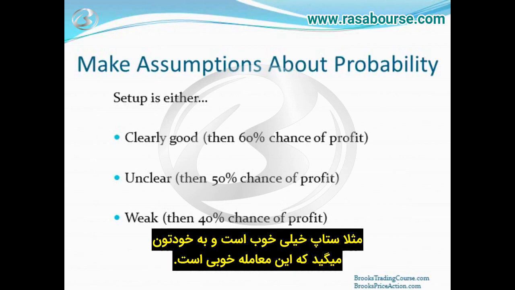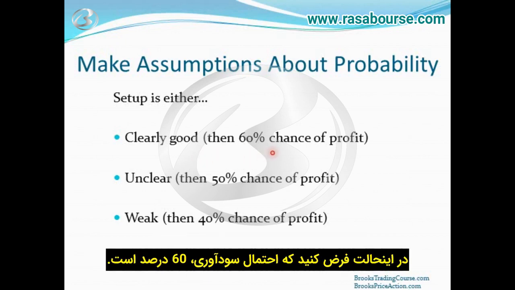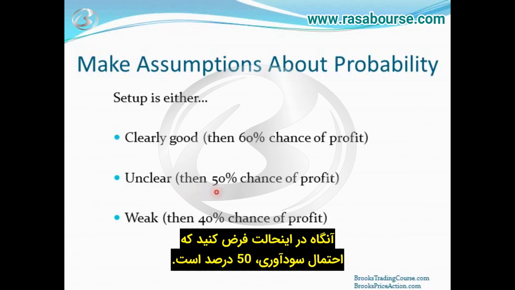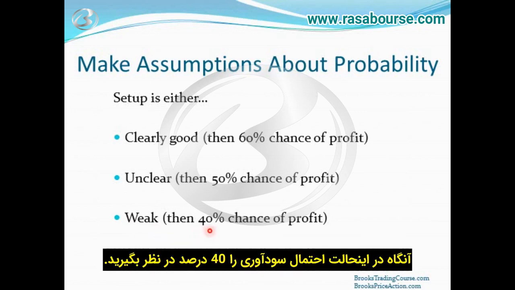You can make assumptions about probability. The setup is either clearly good, you look at it and say, yeah, I think this is a good trade. When that's the case, assume you have a 60% chance of profit. If you look at it instead and say, I don't know, it might work, I think it's okay, but I'm not sure, then assume probability is 50%. If you say, I understand the logic behind the trade, but I think it's probably not all that good, then use 40% for the probability.